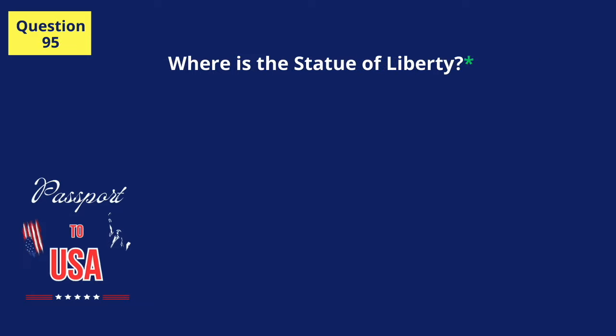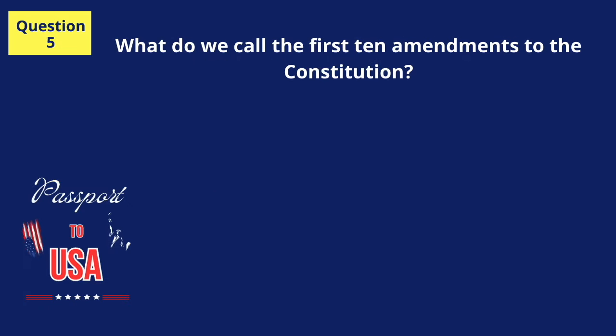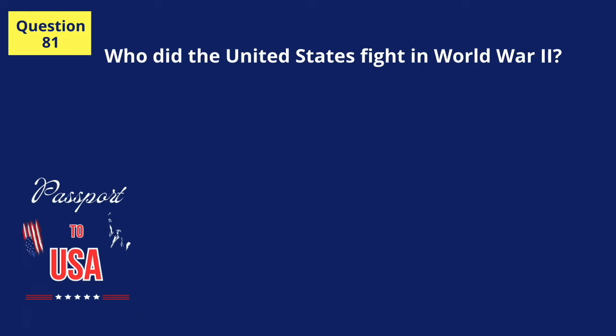Where is the Statue of Liberty? New York Harbor. What do we call the first 10 amendments to the Constitution? The Bill of Rights. Who did the United States fight in World War II? Japan, Germany, and Italy.